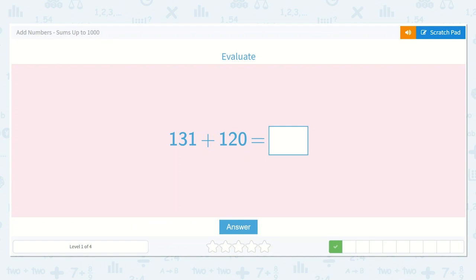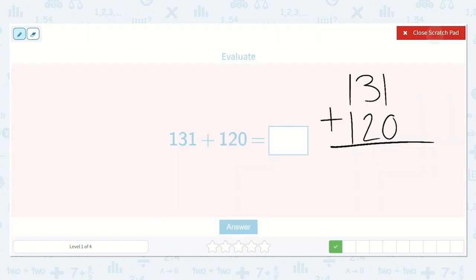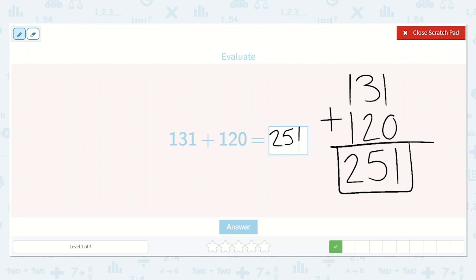Our next problem shows 131 plus 120. Notice when I wrote this problem, I kept the ones together, the tens together, and the hundreds together. So now we can do 1 plus 0, which is 1, 3 plus 2, which is 5, and 1 plus 1, which is 2. 251 is our answer.